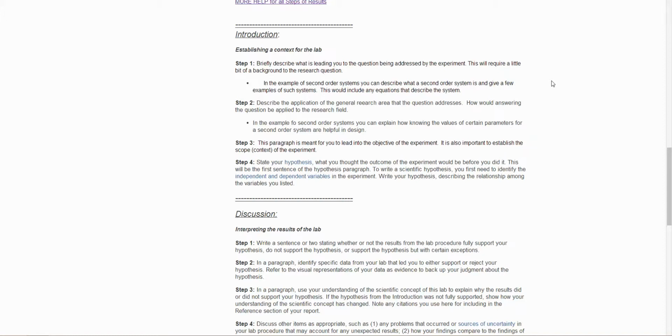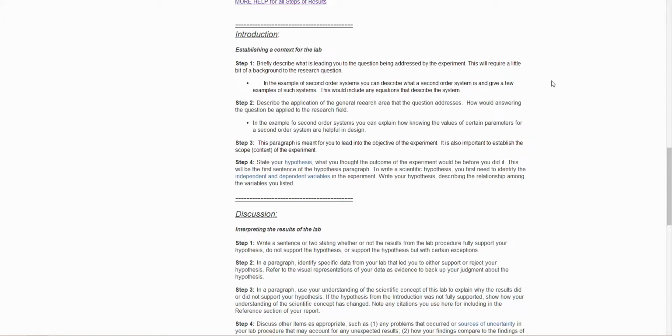So step 1 is for you to briefly describe what is leading you to the question being addressed in the experiment. This will also require a little bit of background to the research question. So for example, in the experiment on second order systems, you would describe what a second order system is and give a few examples of such systems. And that would include any equations that would be used to describe the system.